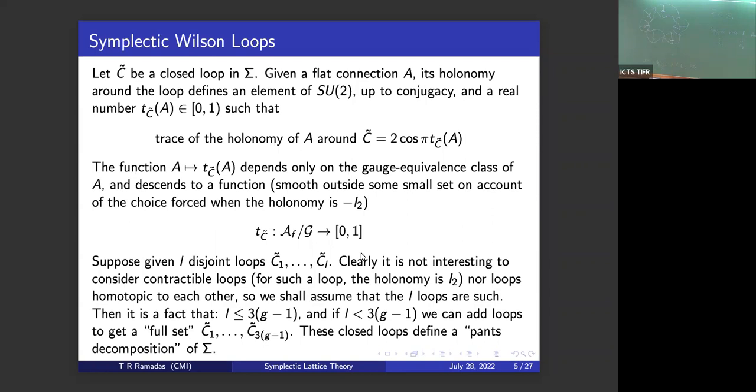I don't include homologically trivial loops. You mean these are not homologically independent? These are not homologically independent. No, because you can have at most, the A cycles and B cycles will give you 2G. Yes, so these are more than those. So they cannot be homologically independent.